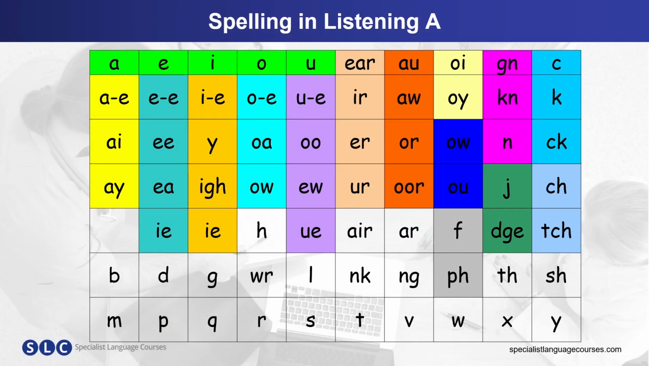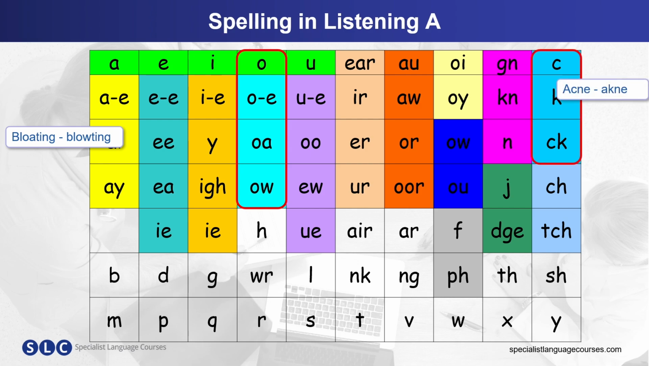Let's take a look at some study ideas to help you improve your spelling for Listening A. To help you in preparation, it can be a good idea to become familiar with the different possibilities for spelling the same sound. For example, the OA in bloating is pronounced O, and the C in acne is pronounced K, not S. Let's take a look at some self-study ideas that you can use to help you improve your spelling for Listening A.